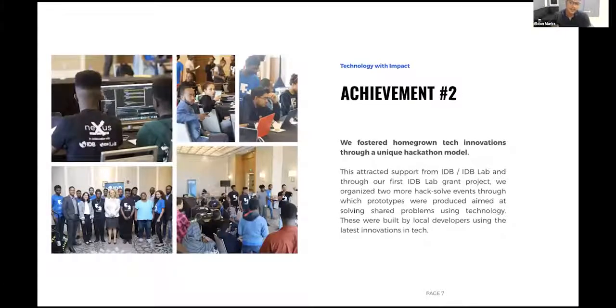The second achievement was that we were able to foster homegrown tech innovations through a unique hackathon model. And this attracted support from IDB and IDB Lab. And we were able to win our first IDB Lab grant from this that powered 2 more HackSolve events.